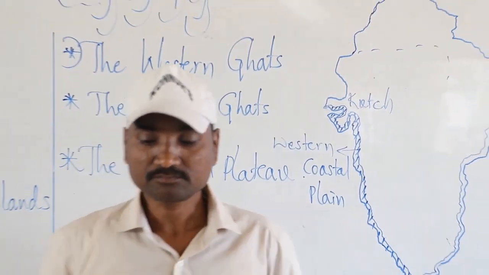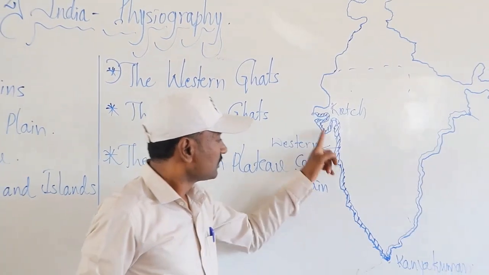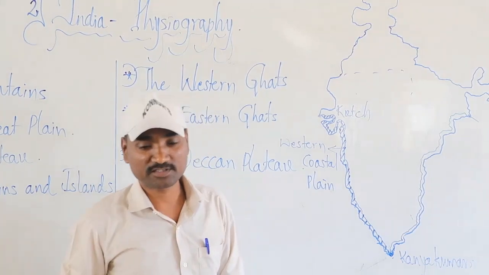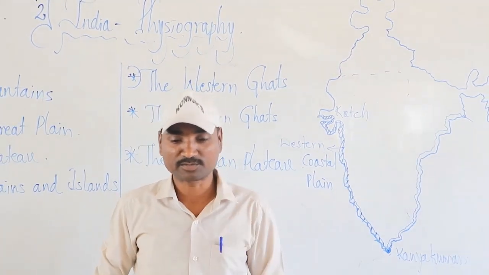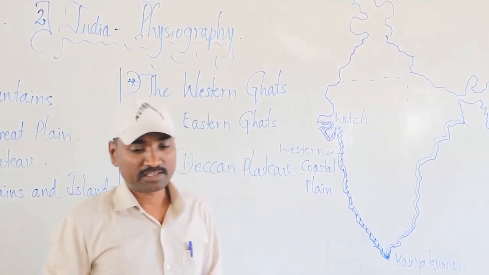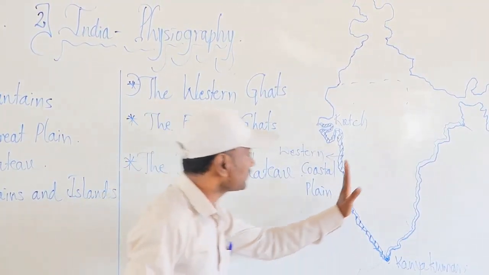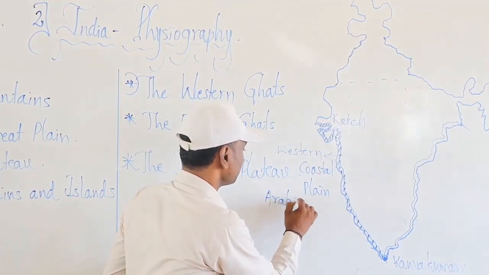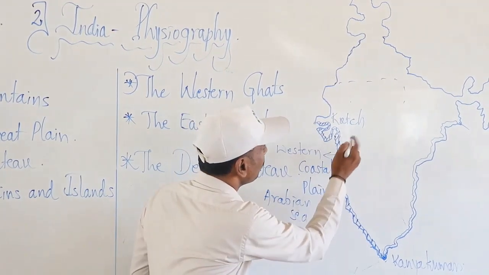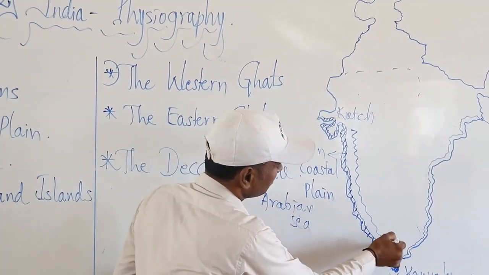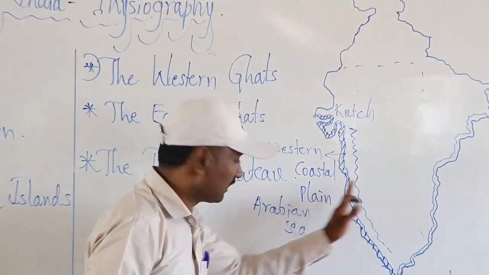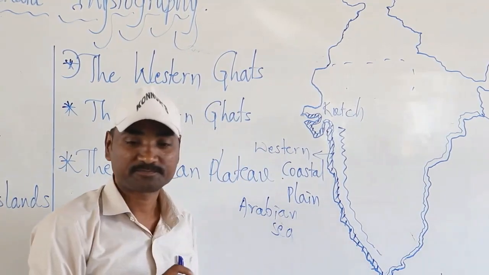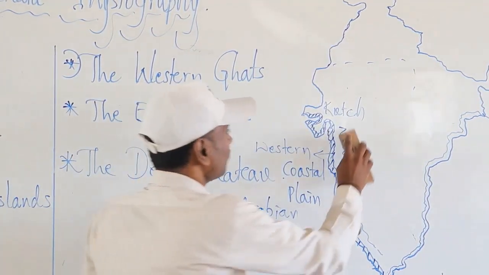Let us study the western coastal plain. How many divisions are there in this western coastal plain, and which are the important divisions? Everything we are now going to discuss. This western coastal area lies between the Western Ghats and the Arabian Sea. Here is the Arabian Sea, and here the Western Ghats are there. Between the Western Ghats and the Arabian Sea, this western coastal area is situated, from the Rann to Kanyakumari.